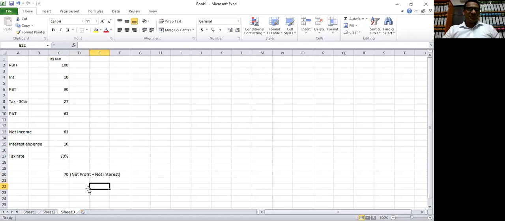Someone is saying free cash flow. Now, free cash flow is something else. For free cash flow, you have to adjust the working capital also. We'll come to free cash flow valuations later. Don't think about free cash flow yet. What is this figure? This is 70. I want you to define this 70.